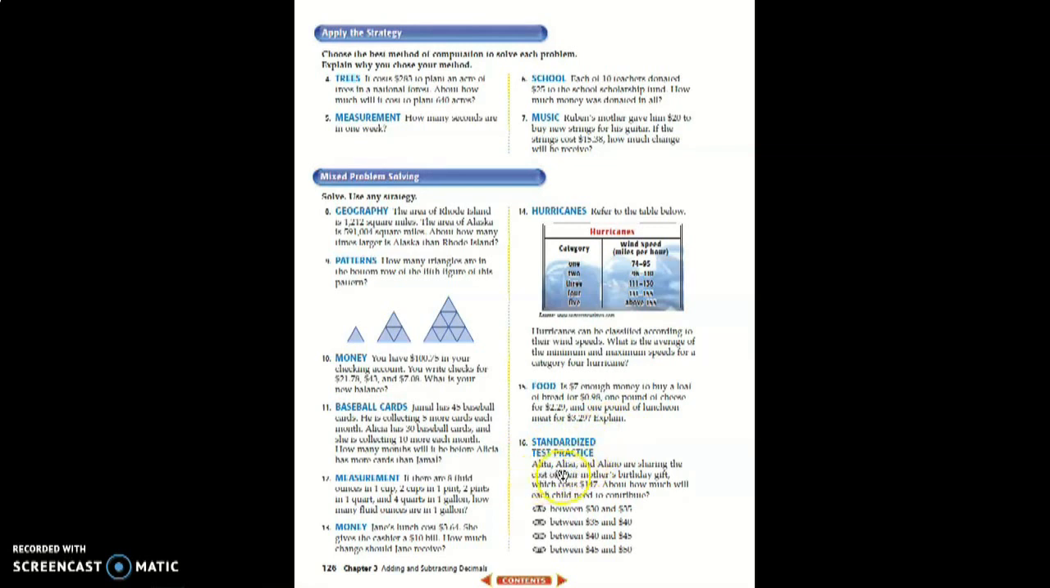Standard test practice. Alita, Alisa, and Alano are sharing the cost of their mother's birthday gift, which costs $147. About how much will each child need to contribute?